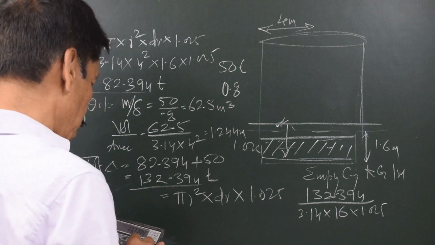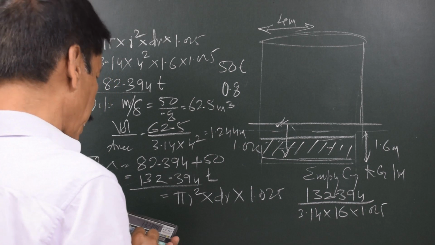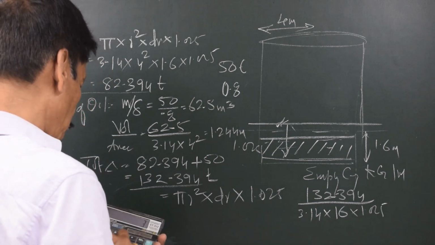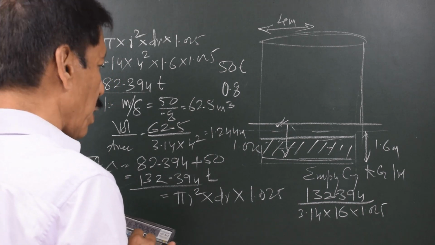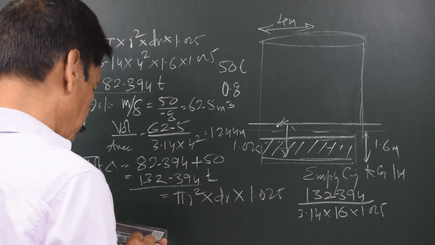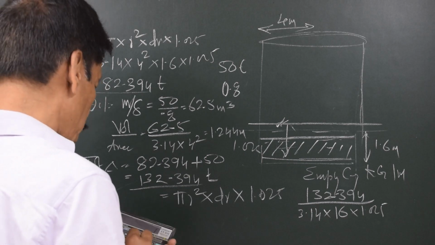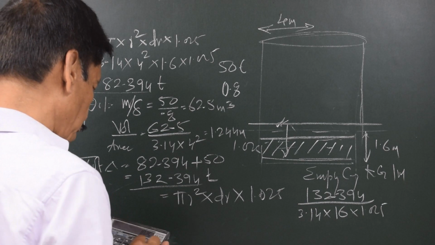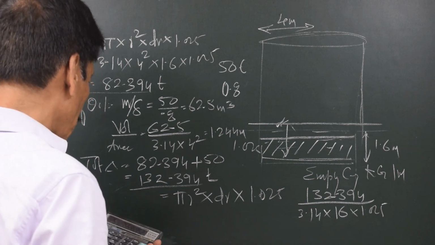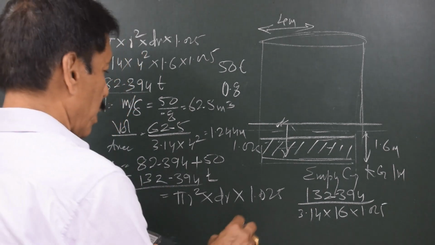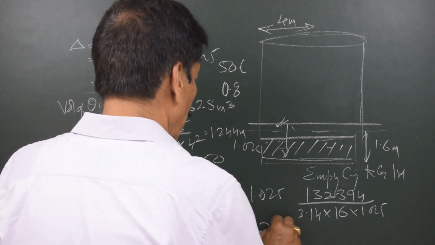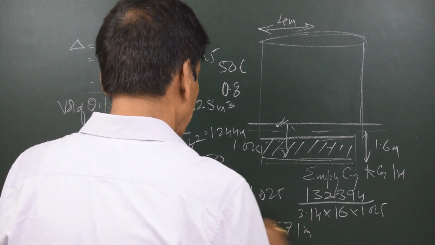132.394 equals divided by 3.14 divided by 16 divided by 1.025. That gives me the draft as 2.571. The draft is 2.571 meters.